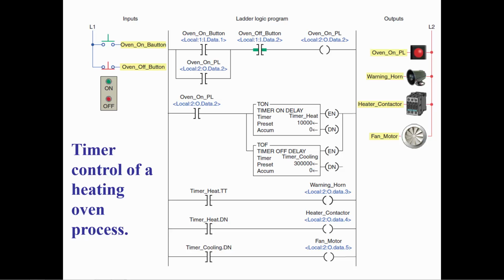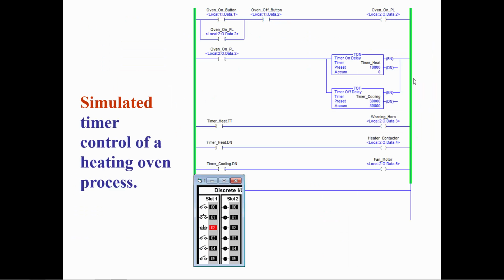When the oven off button is pushed, the heater is turned off and the TOF starts timing, which keeps the fan on until after the 30-second timing period. Watch as the heater goes through a complete cycle. First, the on button is pushed.